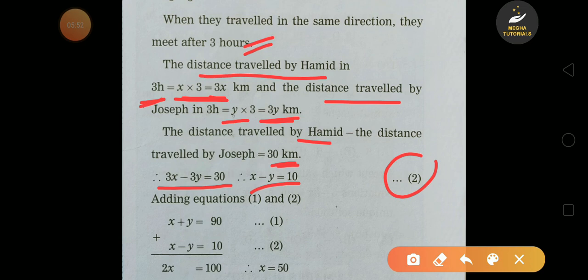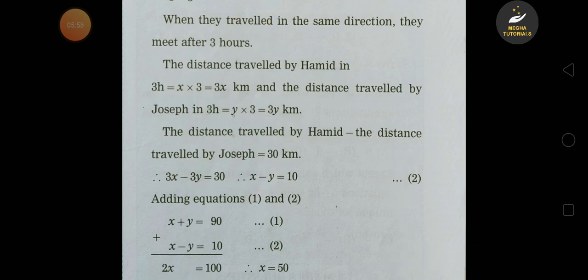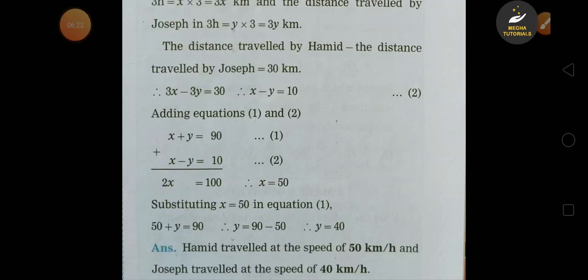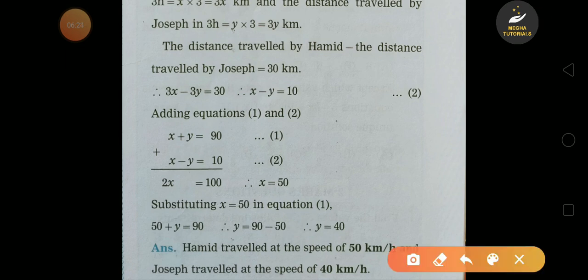Now we will solve equations 1 and 2 simultaneously. Using the elimination method, we will add equations 1 and 2 to get 2x is equal to 100. y and y will cancel, x plus x is 2x, 90 plus 10 is 100. So x is equal to 100 upon 2, that is x is equal to 50. Therefore the value of x we got is 50. Substitute the value of x in equation 1. So we'll get 50 plus y is equal to 90. So y is equal to 90 minus 50. Therefore y is equal to 40.